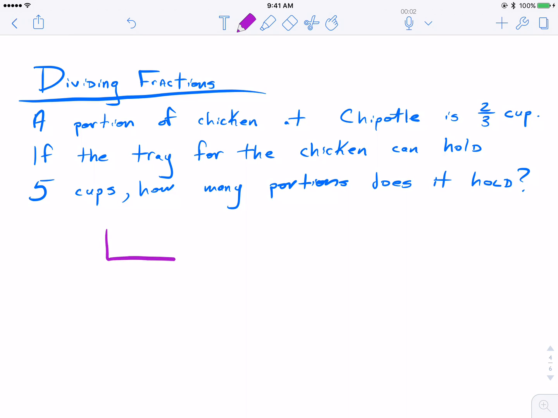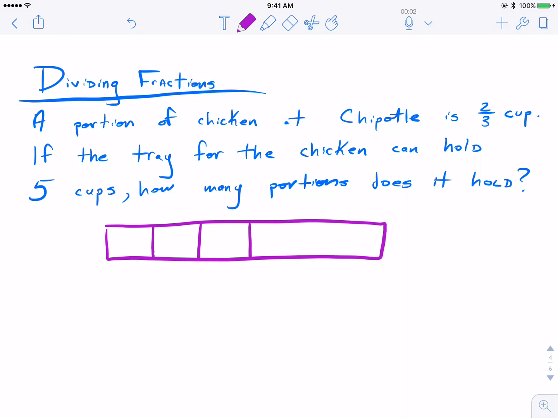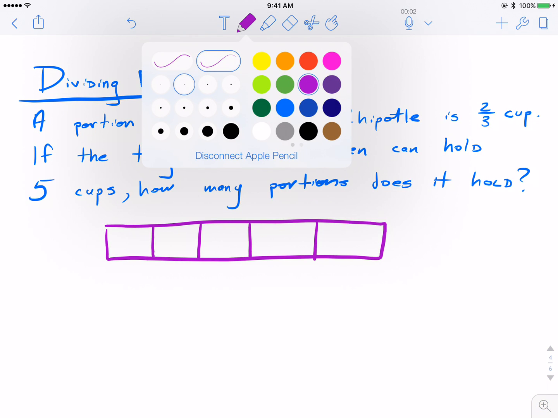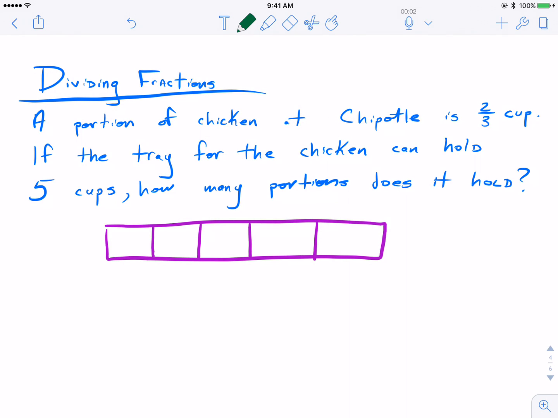So let's think of it like this. I'm going to draw the tray. I'm going to split it up into 5 different rectangles that are supposed to be the same size. We'll pretend that they are. Now I'm going to divide each of these cups, quote unquote, into thirds. And again, pretend for argument's sake that these are all the same.